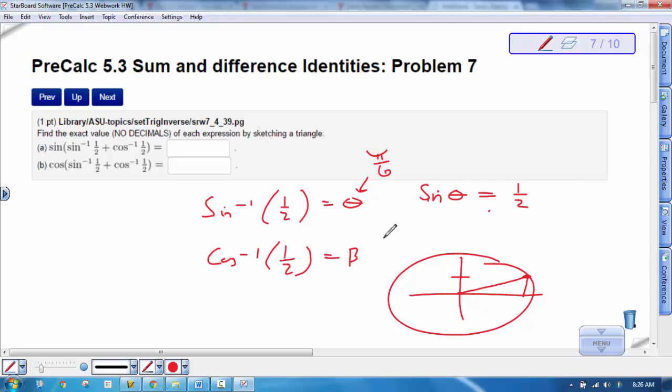And I guess I'll call this beta then, or something else. And then to find out where the cosine is 1/2, that's cosine of theta equals 1/2. Where does that happen? Cosine is the x value, so that'd be up here at 60 degrees. So that beta right there is pi over 3. So now what I'm really solving is sine of this angle, which we found was pi over 6, plus cosine of this angle, which we found was pi over 3. So that's really what I'm doing.